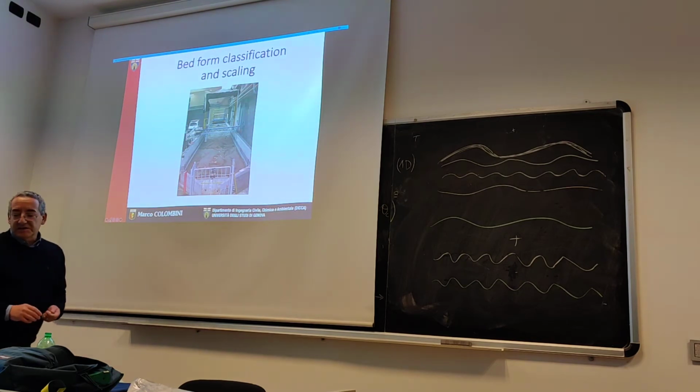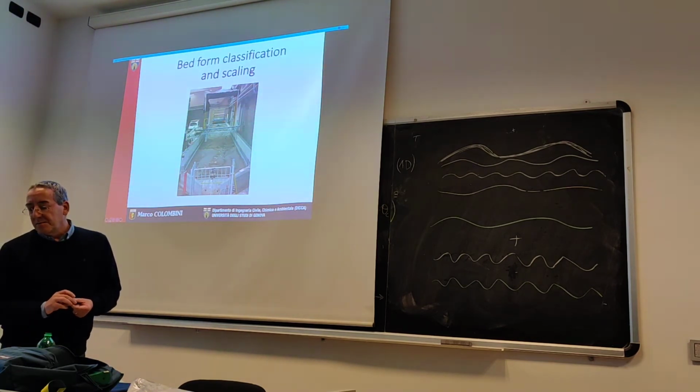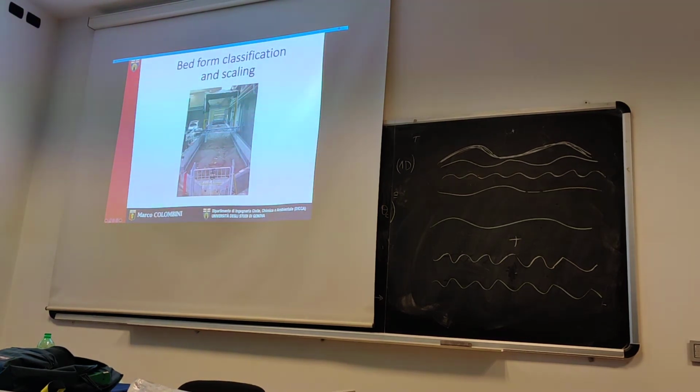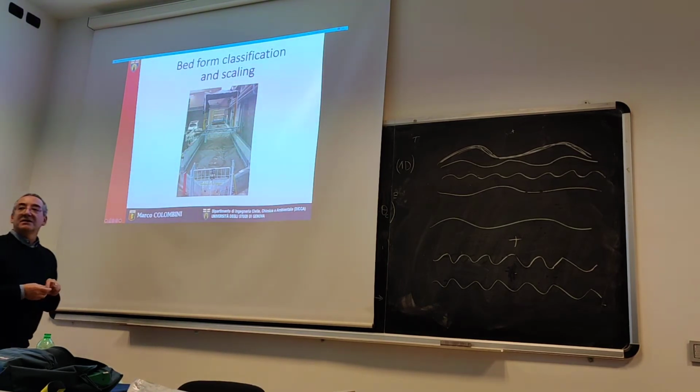Okay, the last part of this is essentially on bed form classification and scaling. So it will be, for the most part, a journey to the kind of bed forms you can encounter in rivers. And then we will do some reasoning also on the scales, so the characteristic length and the characteristic parameter of the flow in rivers.